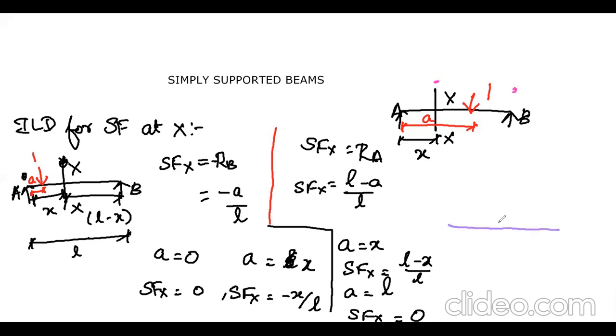We all know at the point X, the first case causes negative shear, minus X by L. At the same point X, the second case causes positive shear, with the value L minus X by L. Here the ordinate value for the unit load is 1. So the variation will be linear. So this is the influence line diagram for shear force.